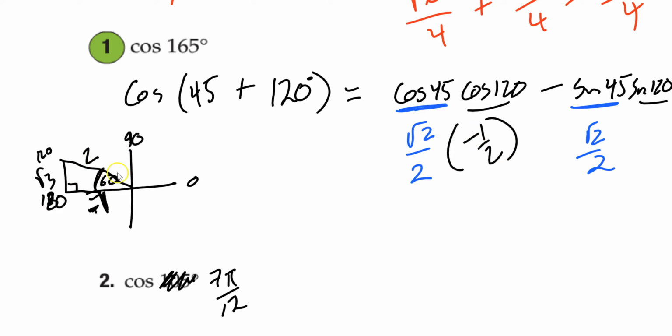Right, if you're doing a table, you look at the 60. Cosine 60 is 1 over 2. Don't forget to make sure you're doing the right sign, positive or negative. All students take calculus. So in quadrant 2, my cosine should be negative, my sine should be positive. Sine of 120, opposite over hypotenuse, rad 3 over 2.